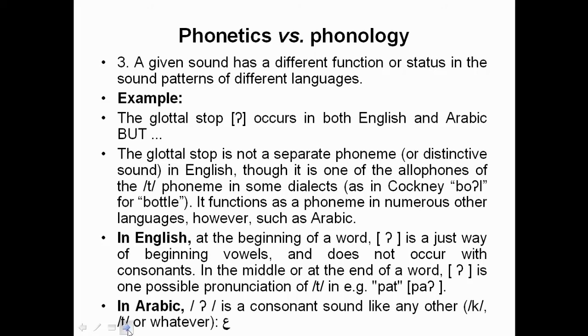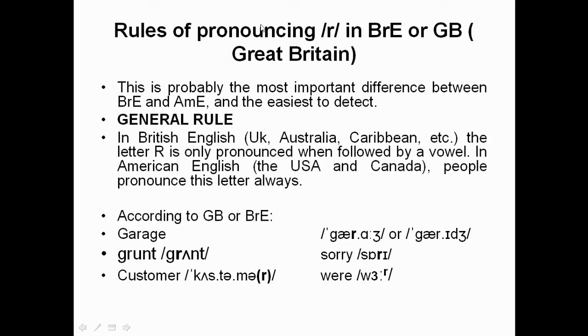Okay, let's see. Now see the rules of pronouncing r in British English, or GB. GB is not for Gilgit-Baltistan here, it means Great Britain. Now we need to see how, because of phonology, the r sound is influenced by the neighboring sounds. Side by side we will see the difference between British English and American English pronunciation of r as well.